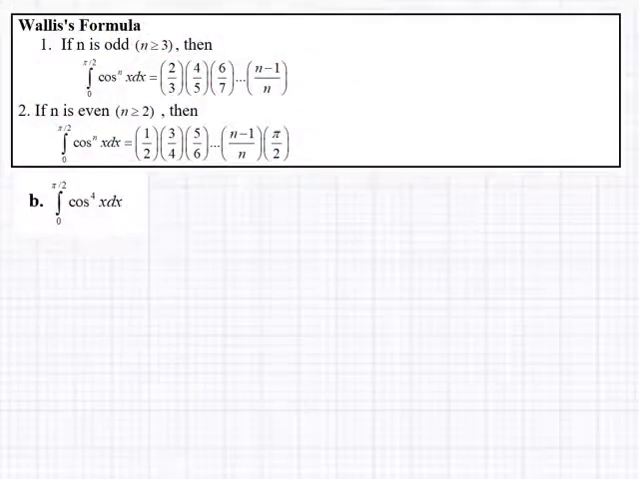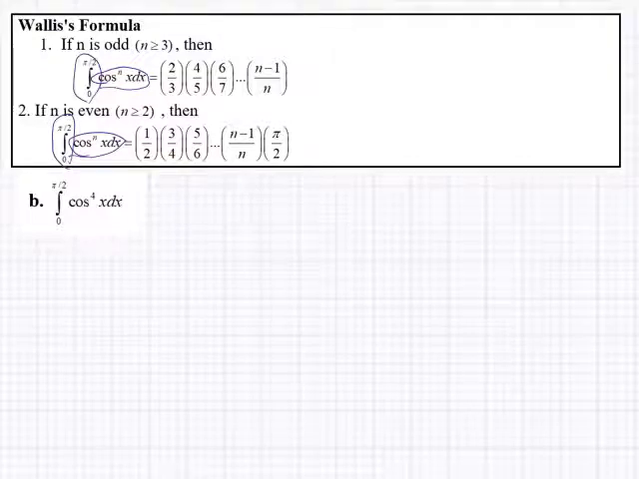So the last example brings up a fairly simple formula called Wallace's formula. In all honesty, you're not going to be using this a whole lot. You don't have to commit this formula to memory or anything like that. It's just that certain integrals have a pattern to their answer. So it says if we were doing cosine to a power, x dx, and that integral was being evaluated between 0 and pi halves, there's a pattern to the way the answer is going to develop, depending on what that power is.